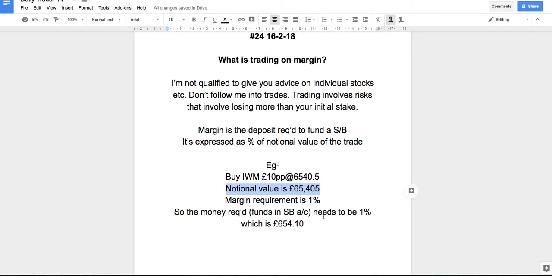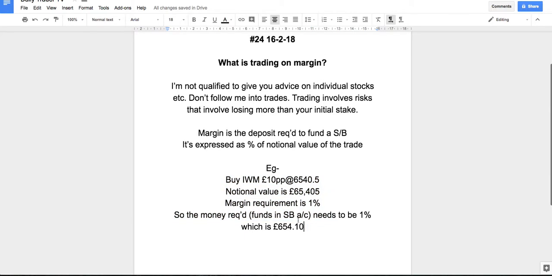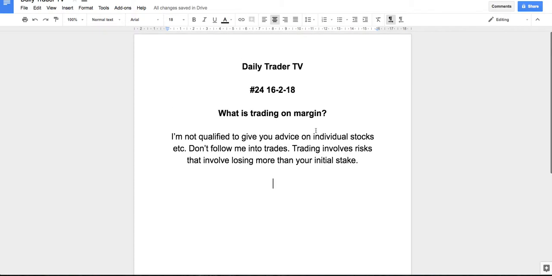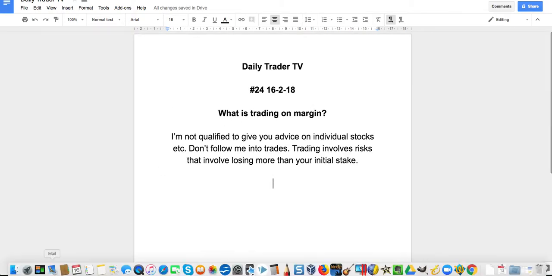Now, this will lead on to probably one of next week's questions, which is, what is a stop loss and why is a stop loss important? It's particularly important for your spread bets.